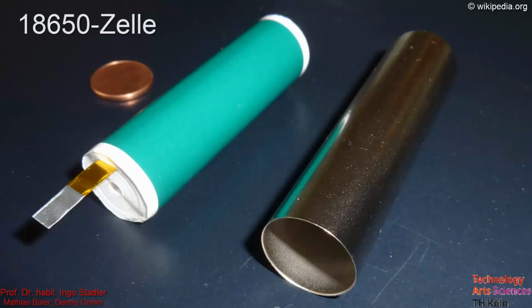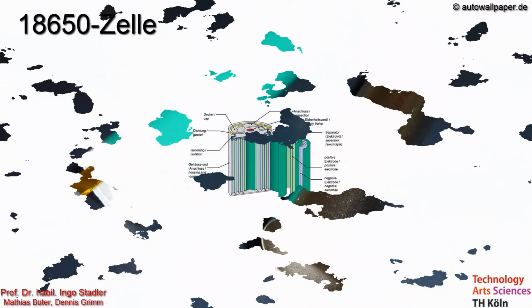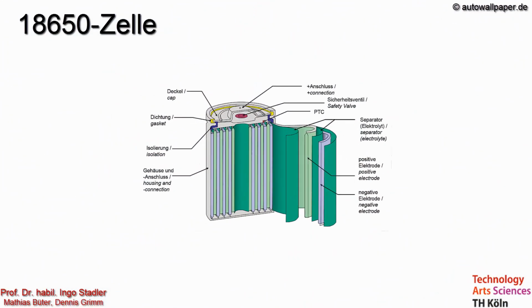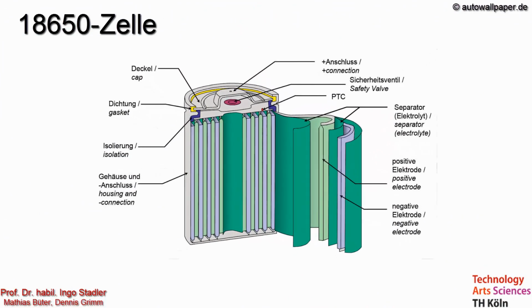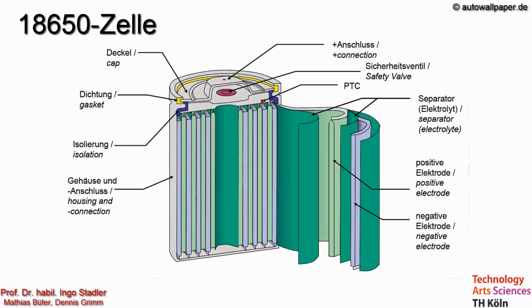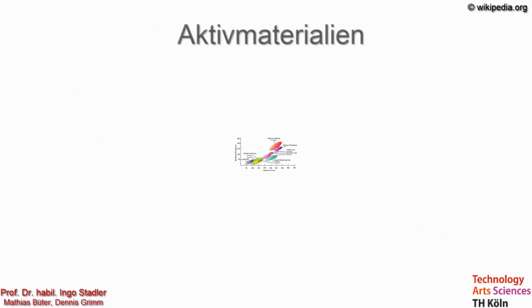Third, the cylindric 18650 cell. It has its name as the diameter of the cell is 18 mm and the length is 65 mm. It is also named the classical laptop cell, as it originally has been developed for that purpose. With this type of cell, a lot of research has been done and it has a good safety behavior. Therefore, it is widely applied.